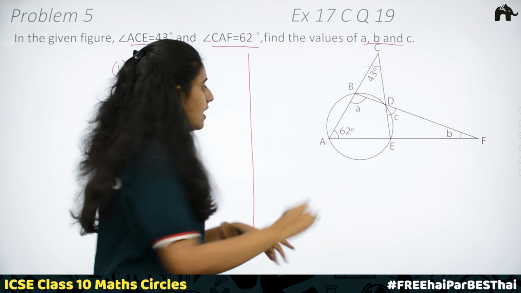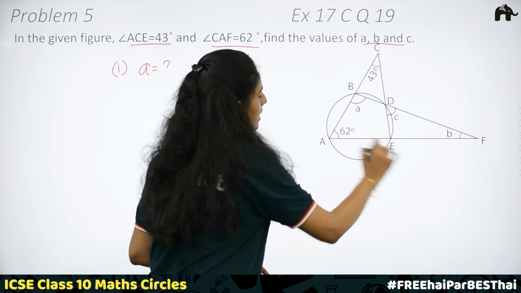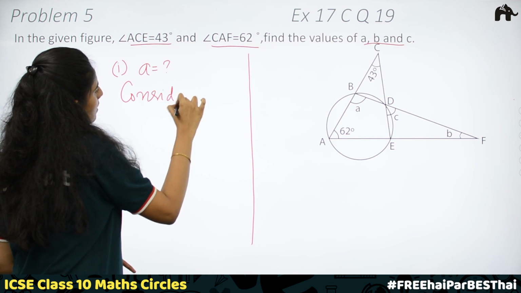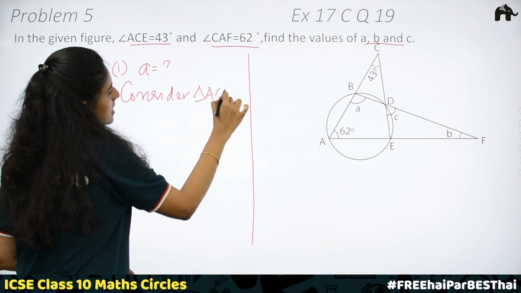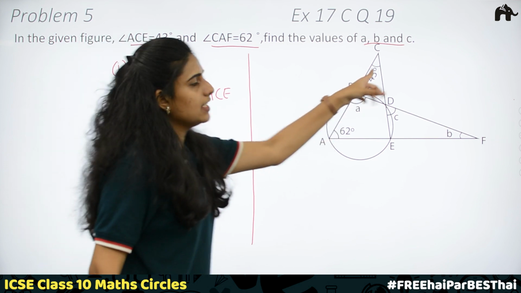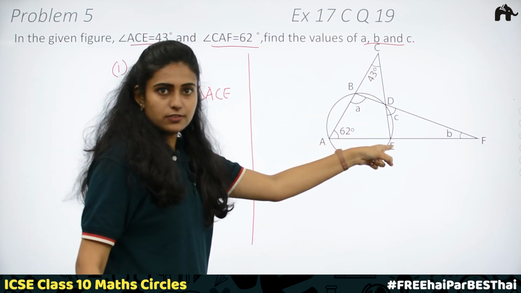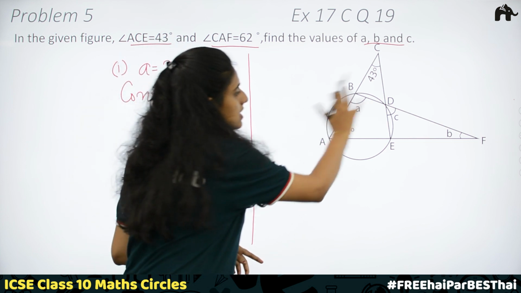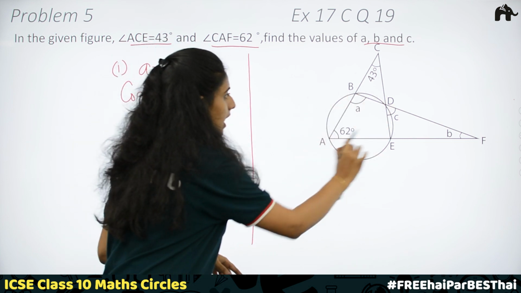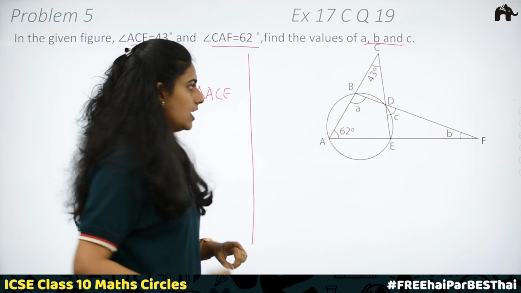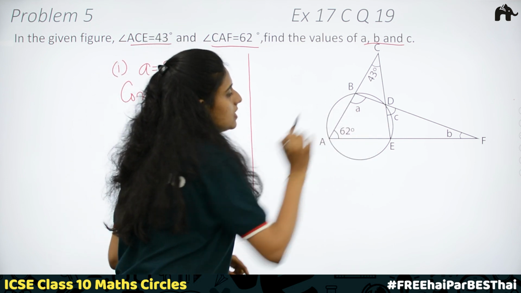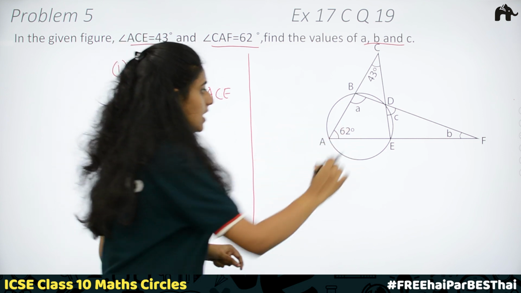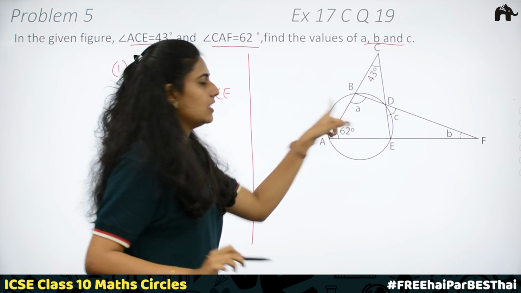To find A, we will be considering the triangle ACE. 2 angles are given. We can find the value of this, and this angle is related to A. How? Because this is a cyclic quadrilateral. AEDB is a cyclic quadrilateral. We know the sum of opposite angles of a cyclic quadrilateral is equal to 180 degrees. So, if you get the value of this, we can find the value of A.